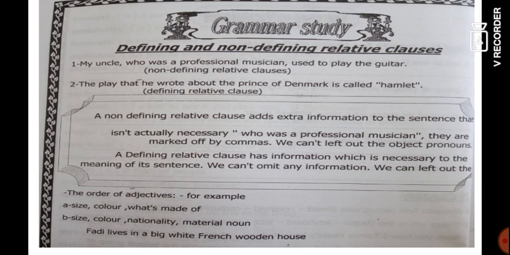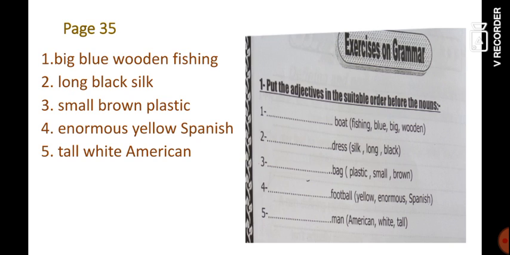Okay. There is another part of the grammar, the order of adjectives. For example, we order them as size, color, nationality, material, noun. As in this example: Freddy lives in a big, white, French, modern wooden house. Okay. In the booklet, page 35, put the adjectives in the suitable order. Number 1, big blue wooden fishing. Number 2, long black silk dress. Enormous yellow Spanish football. Tall white American man.